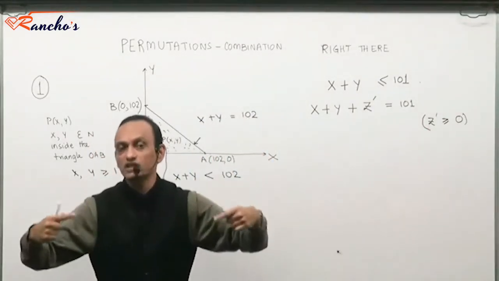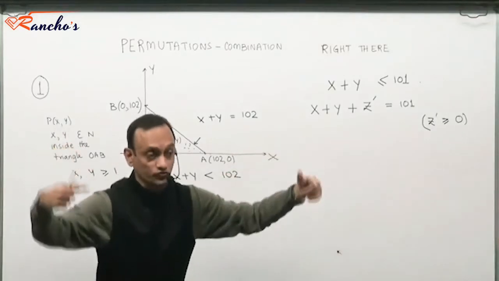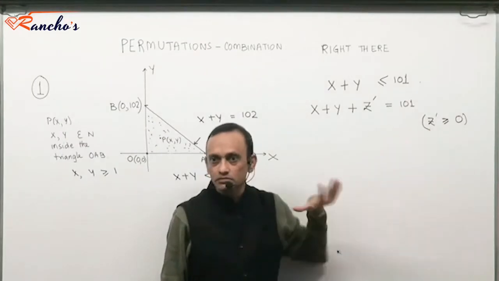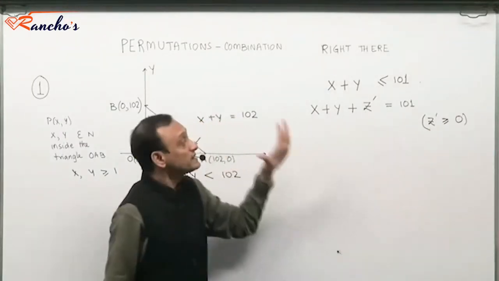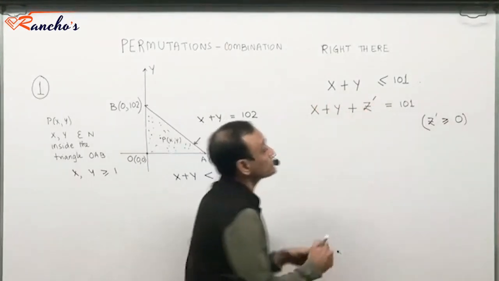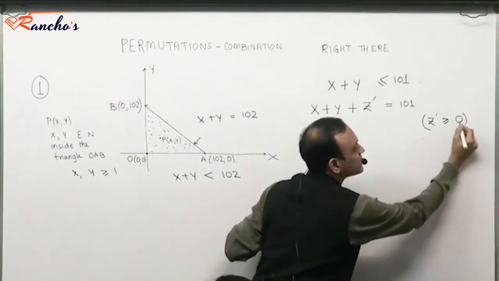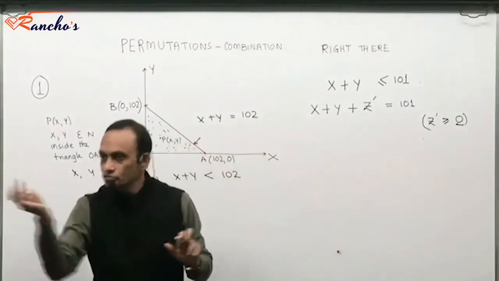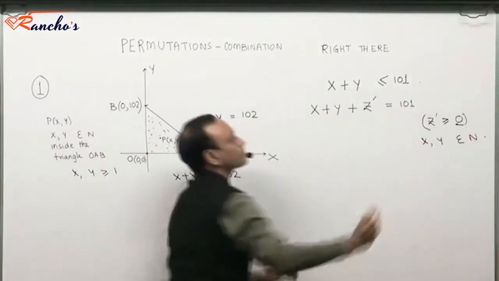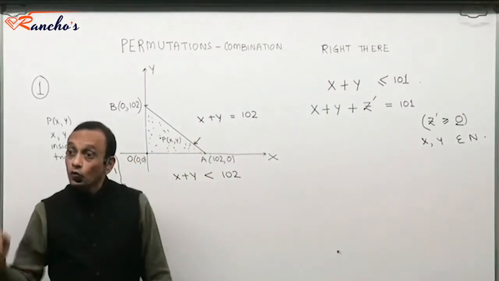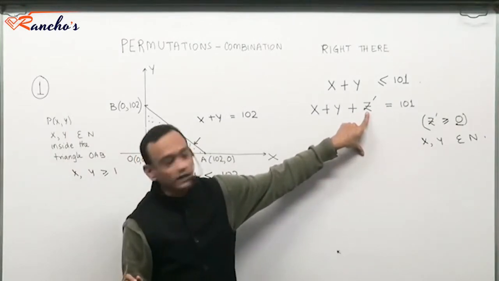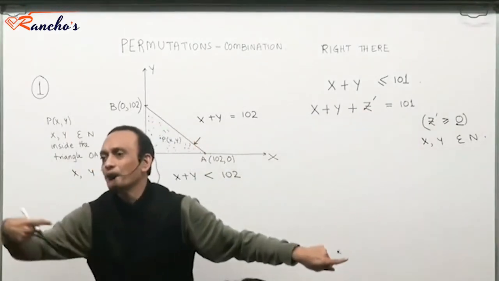z' can be 0, z' can be 1, z' can be 2, and so on and so forth. z' is a non-negative integer, right? That's the equation. That means I want to find the number of solutions to this equation where z' can assume values like 0, 1, 2, 3. x and y will be natural numbers, right? What I do is, z' is a whole number, right? If I add 1 to this whole number, it will become a natural number.